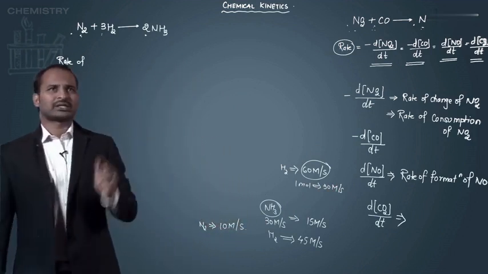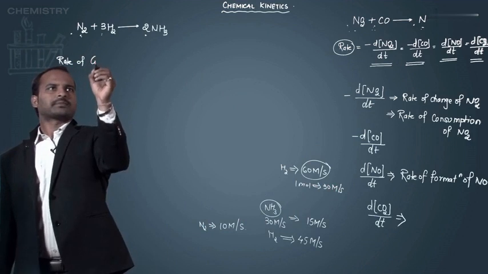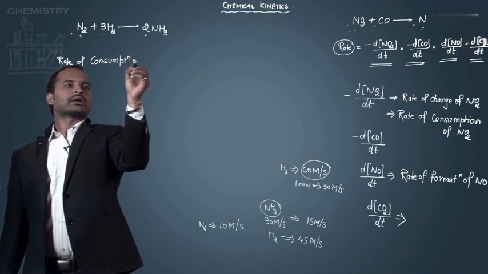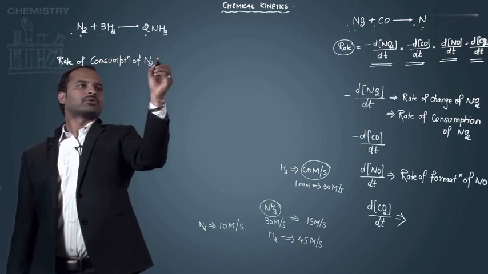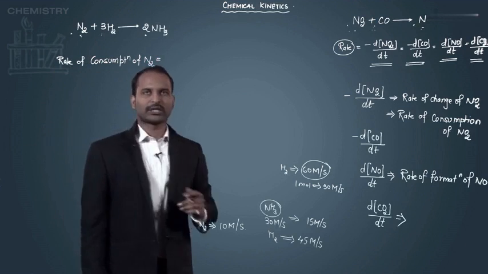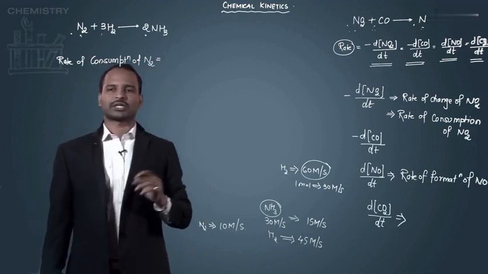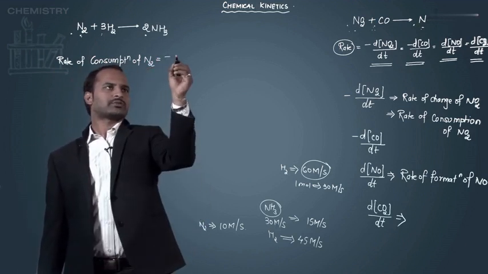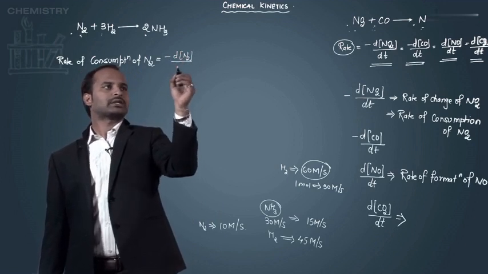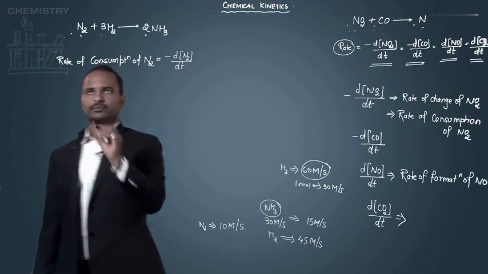Now let's see how it is written. The rate of consumption of nitrogen. If I want to measure the rate of consumption of nitrogen, simply I will find out how much nitrogen is changed with time. That means change, so minus d[N2]. It's a consumption, so minus sign, upon dt.